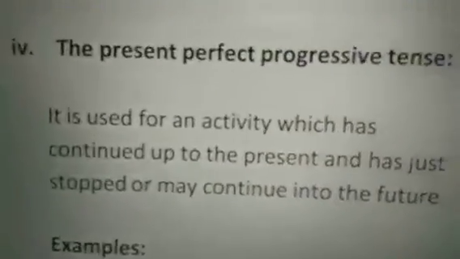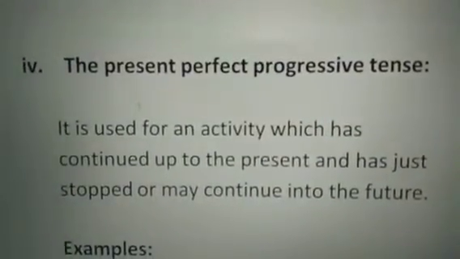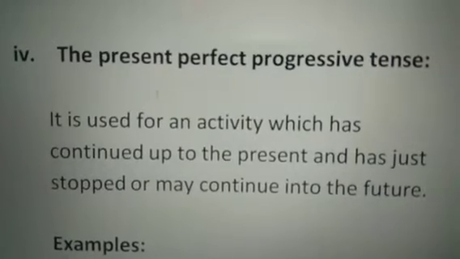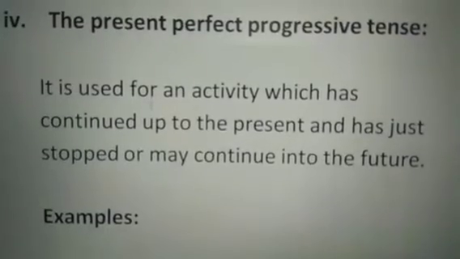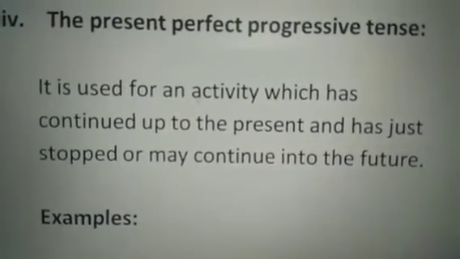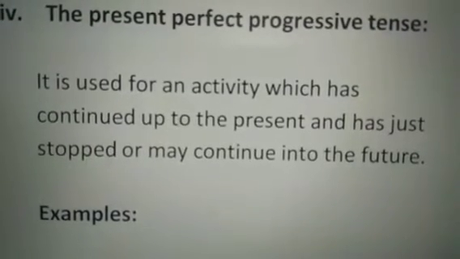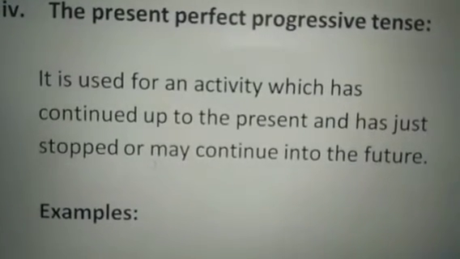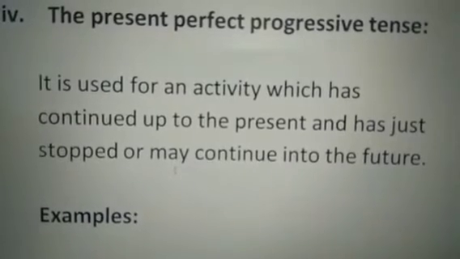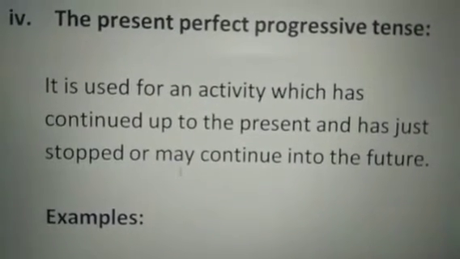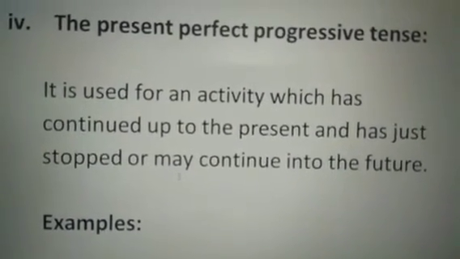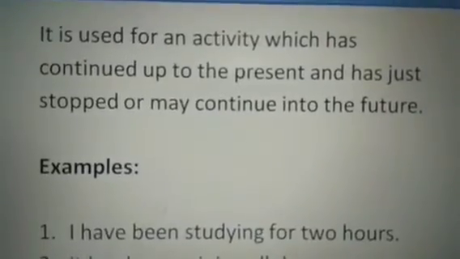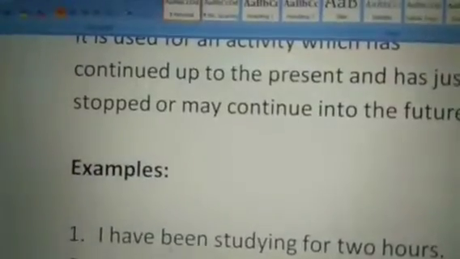Now let us consider the fourth one, which is the present perfect progressive tense or the present perfect continuous tense. It is used for an activity which has continued up to the present and has just stopped or may continue in the future. Now let us consider the first example: I have been studying for 2 hours.